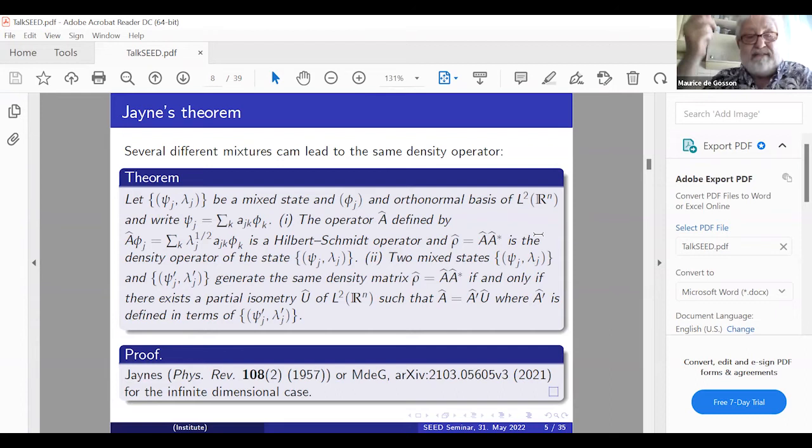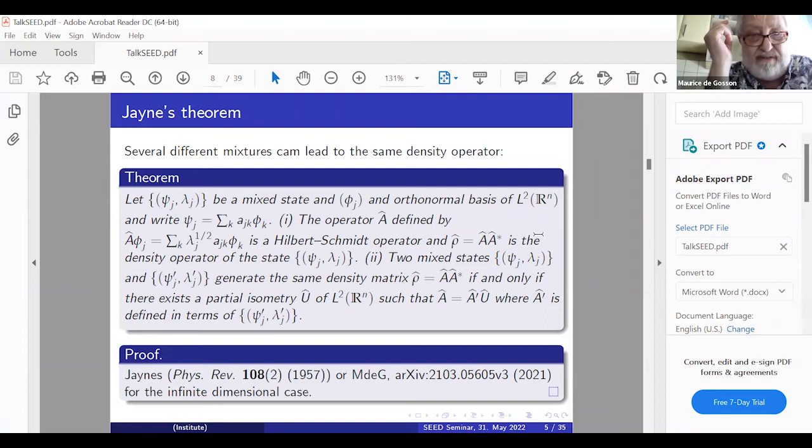Okay, so the essence of Jane's theorem is that you can always replace a given mixed state by another one generating the same density operator. If you look at the last slide, this is already the case if you take the spectral decomposition. Actually, to prove Jane's theorem, you make use of the spectral decomposition. So below you have the reference for Jane's work. It's quite old already, 1957. He proved that in the case of finite mixed states.